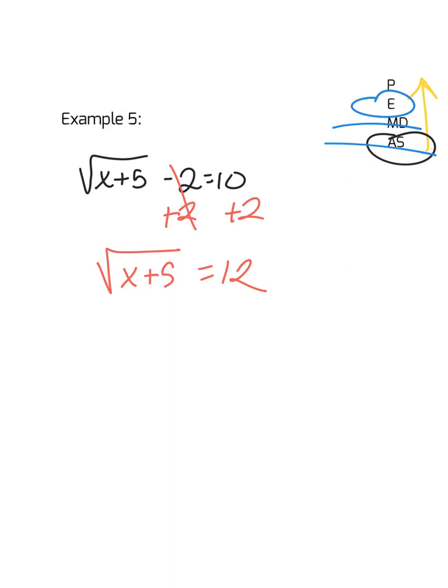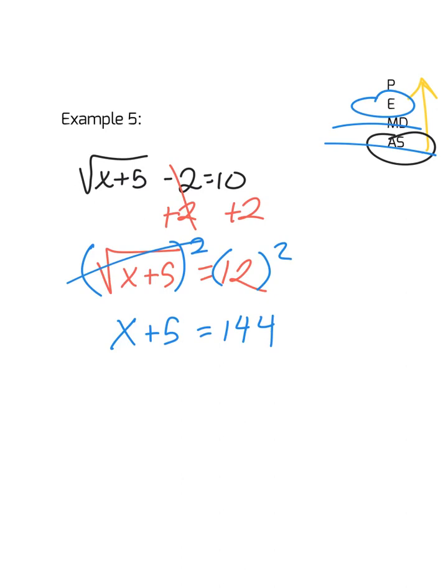Well, I know the opposite of square rooting something is squaring it. So I'm going to cancel out this square root by squaring it. That cancels out. Whatever I do to one side, I do to the other. So over here on my left side, I have x plus 5 equals, and then 12 squared is 144.